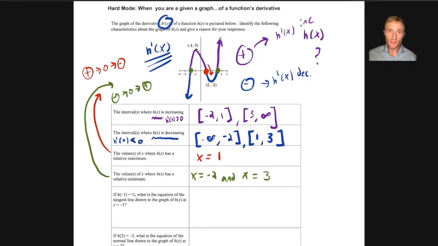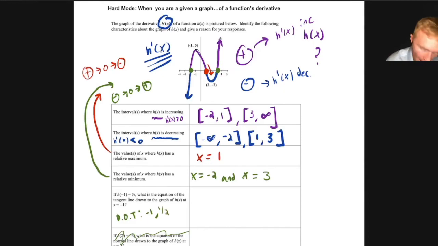Finally, last one. We're not going to do this last one down here, but if h of -1 was 1/2, what is the equation of the tangent line drawn to the graph of h of x at x equals -1? Again, we don't have h of x, but if you can find a point and a slope, you can draw a tangent line. We have a point. They gave it to us. They gave us the point of tangency is at -1, 1/2.